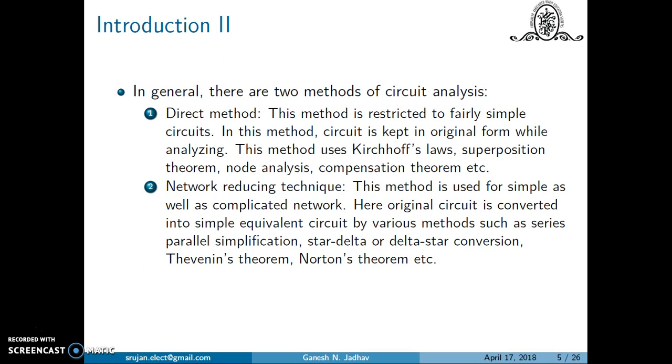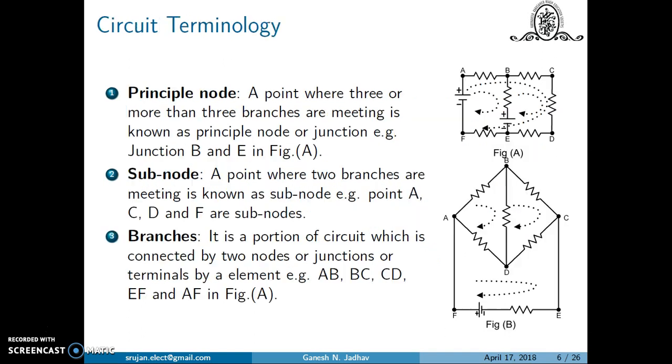Next one is what? Network reduction techniques. This method is used for simple as well as complicated networks. Here the original circuit is converted into a simple equivalent circuit by various methods such as series parallel simplification, star delta, delta star conversion, Thevenin's theorem or Norton's theorem. So there are two techniques. One is the direct method and the second one is the network reduction technique.